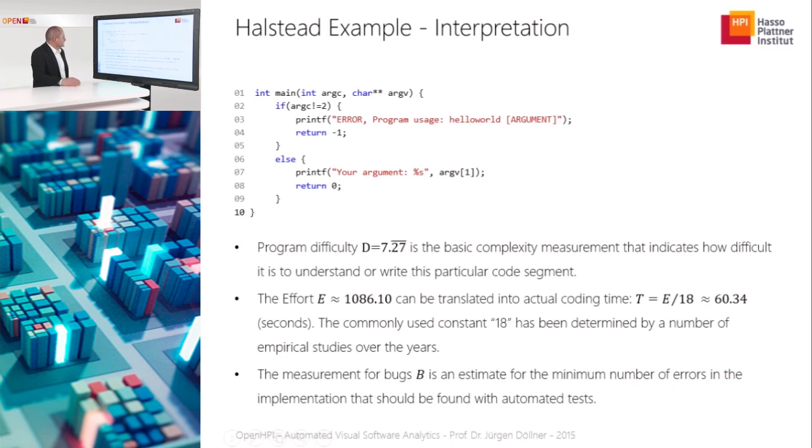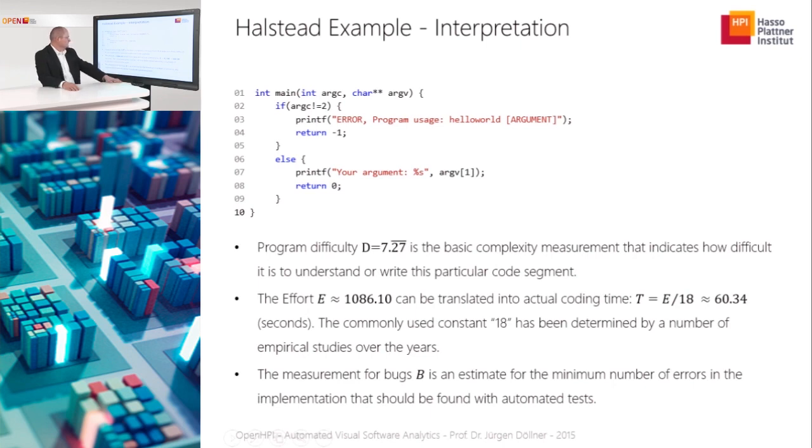The program difficulty level D in this example is the basic complexity measure that indicates how difficult it is to understand or write this particular code segment. The effort to implement can be translated into actual coding time, or Halstead in his original work proposed to transform it into actual coding time.